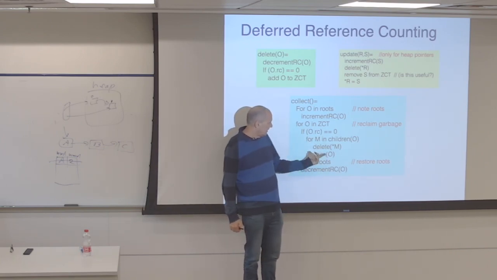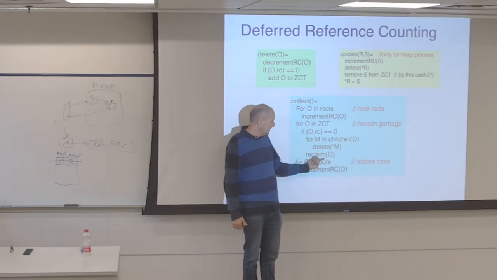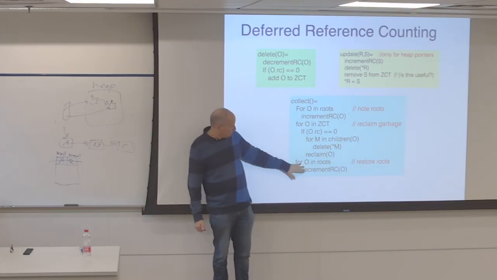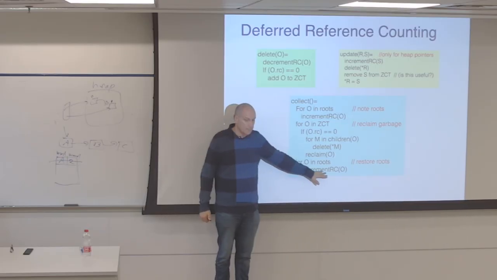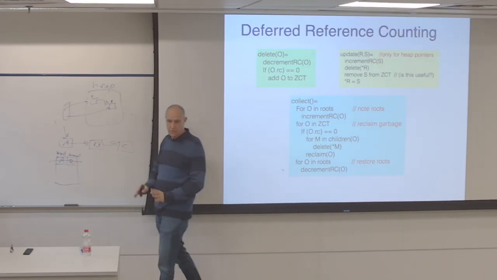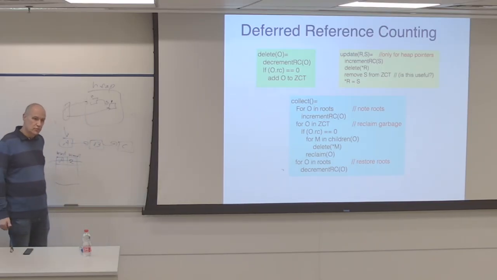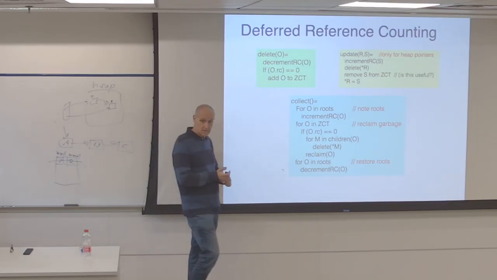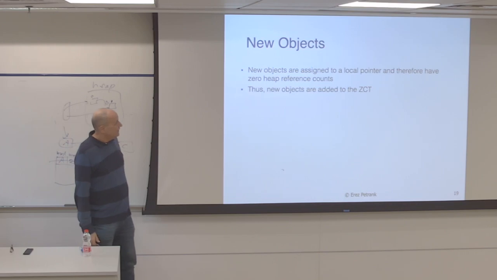So I first delete their children, and then I reclaim them. And after I finish the garbage collection, I go back and decrement the reference from the root, so it will still reflect only pointers from the heap. Okay, makes sense. So this is deferred reference counting.